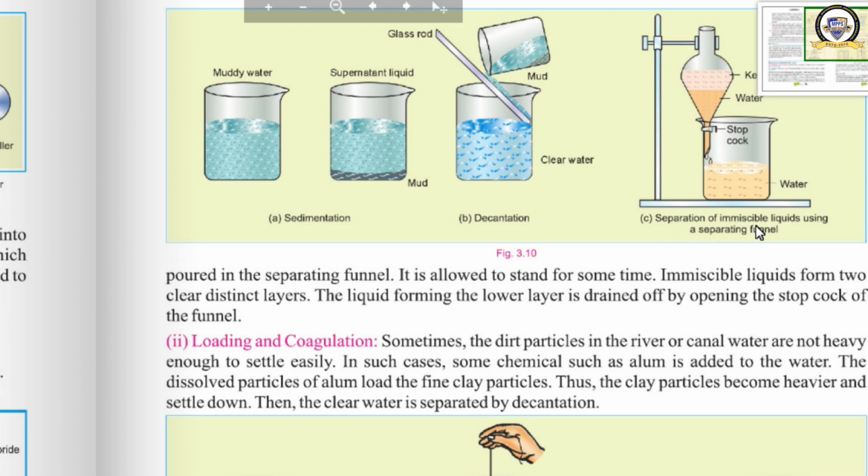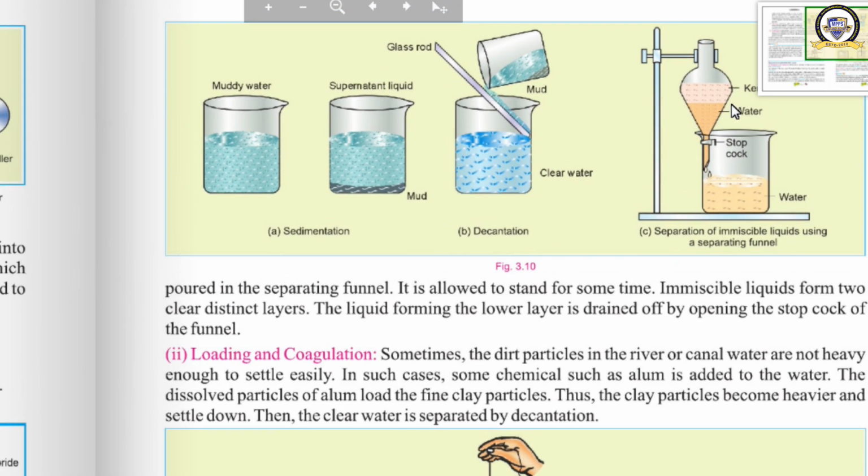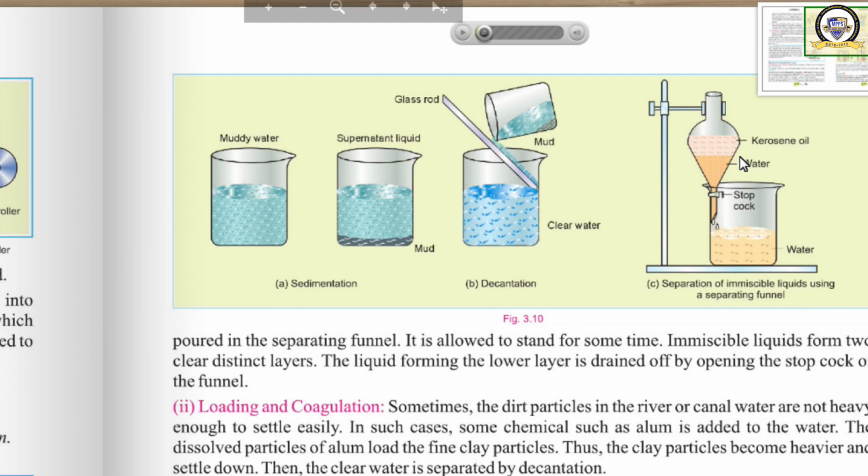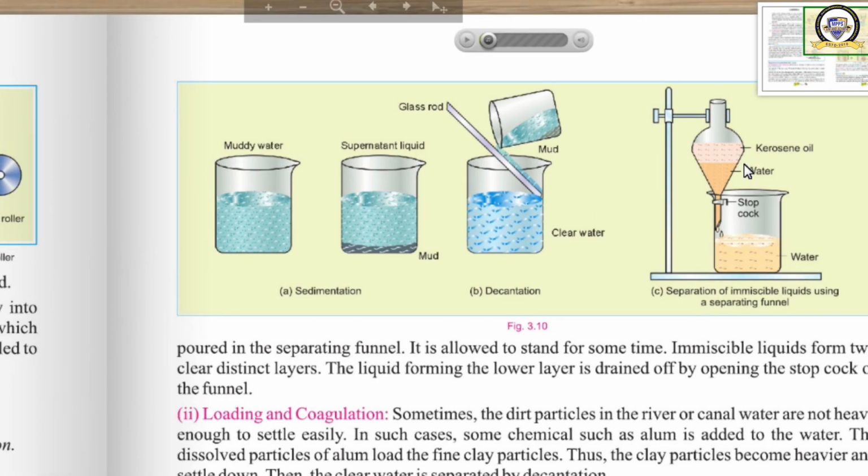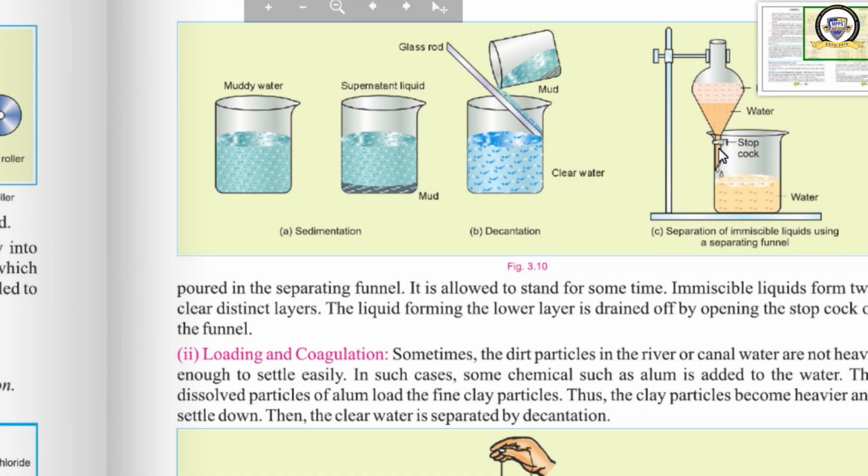Now see here the separation of immiscible liquids using a separating funnel. Okay, this is kerosene oil. As I told you, kerosene oil or any type of oil is an immiscible liquid, right? See, the mixture of kerosene oil and water can be separated using a funnel. It has a stopcock, and using the stopcock we can get pure water from the mixture of kerosene and water.